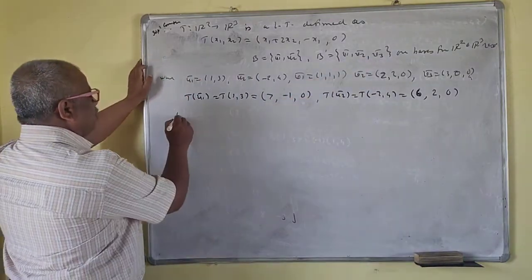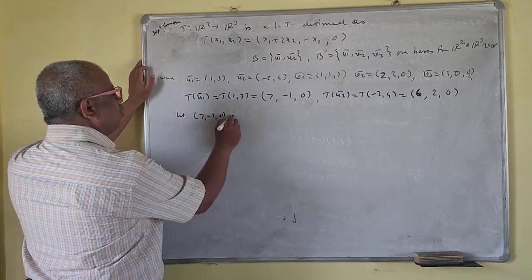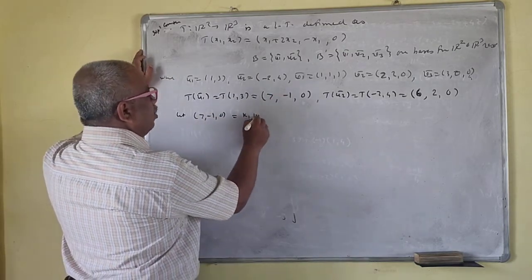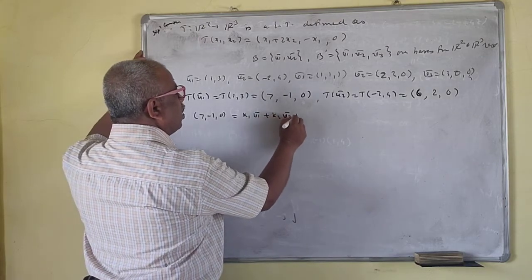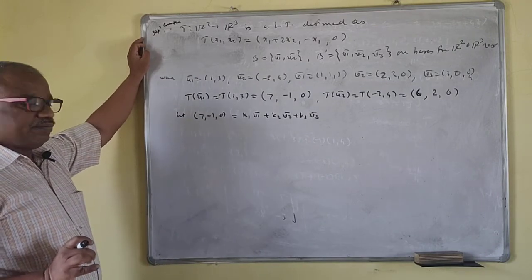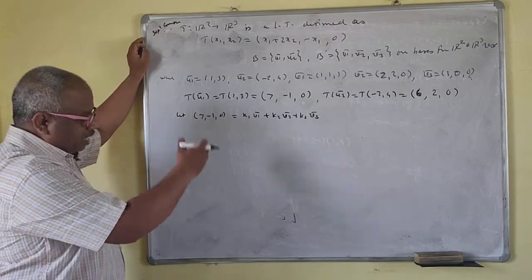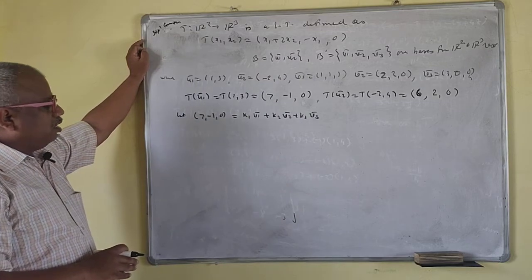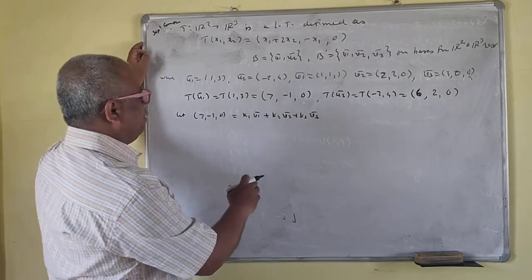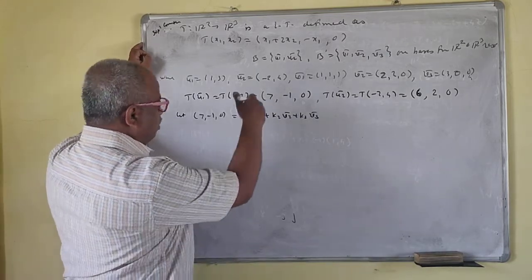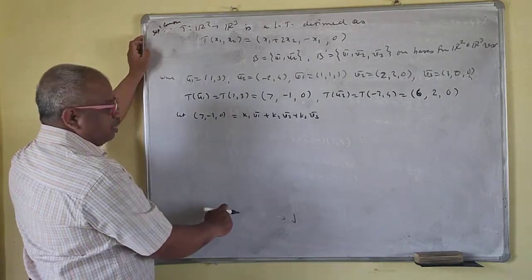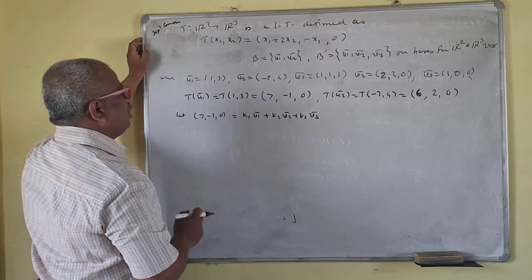So let (7, -1, 0) be equal to K1 V1 bar plus K2 V2 bar plus K3 V3 bar. Our aim is to find the values of K1, K2, K3. Those K1, K2, K3 go in the column, because your matrix is 3 by 2. So K1, K2, K3 you have to write in the column. So we'll find this.